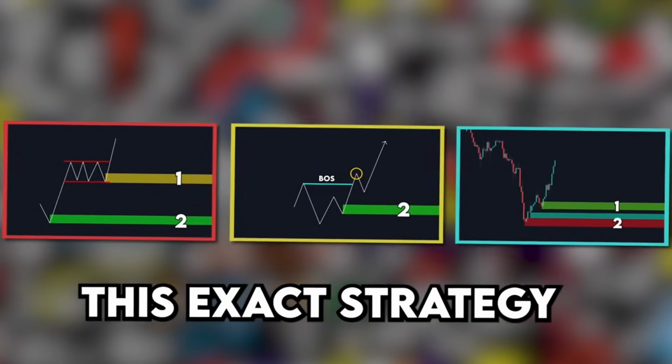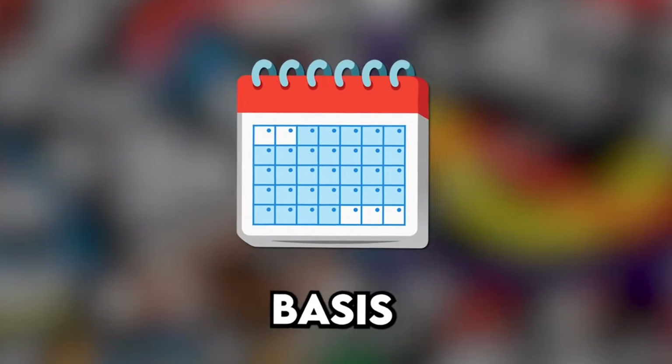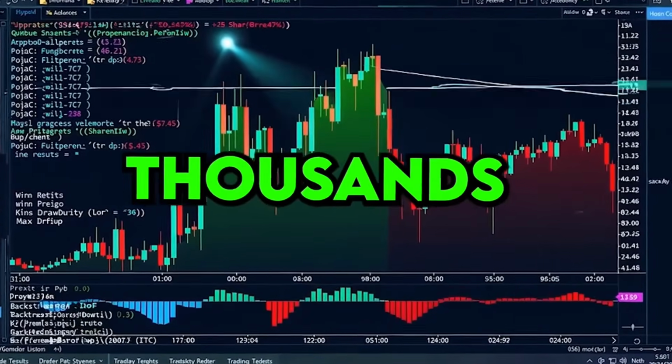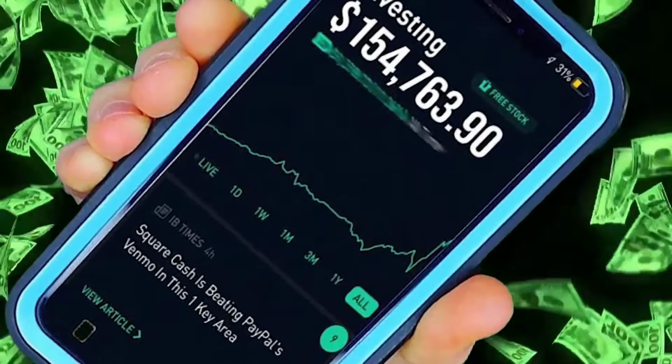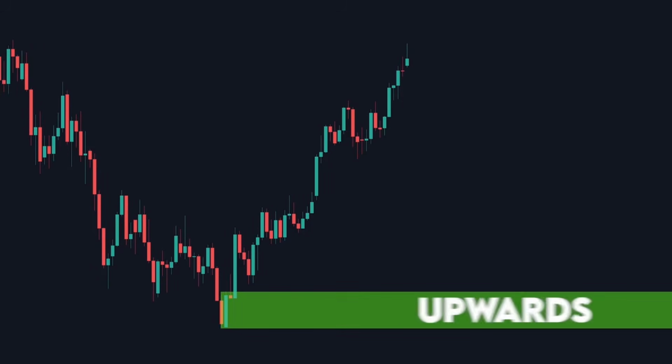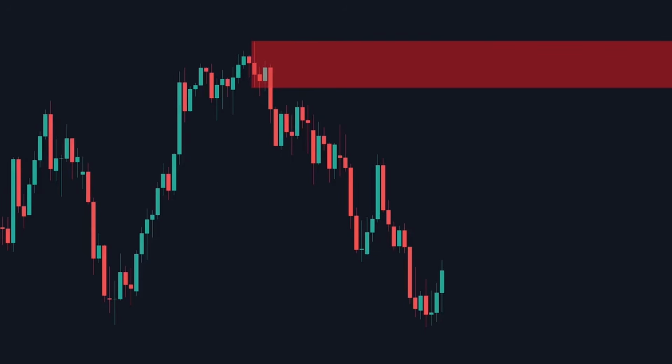This exact strategy is what I use on a day-to-day basis and has been back-tested thousands of times. And every month that I tested it, it has been profitable in the long term. A core of this strategy uses supply and demand. Demand is the start of a strong move upwards. Supply is the start of a strong move downward. The idea is pretty simple.